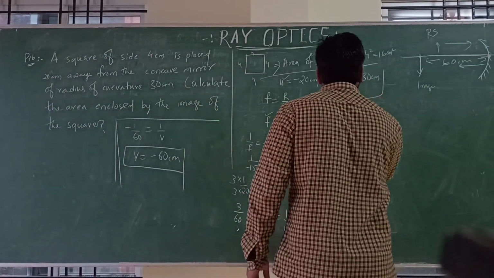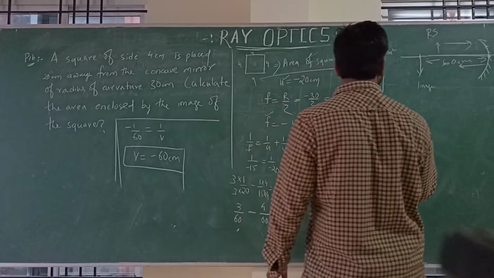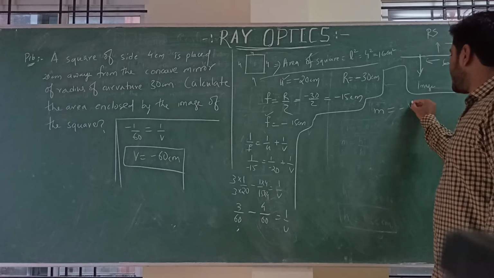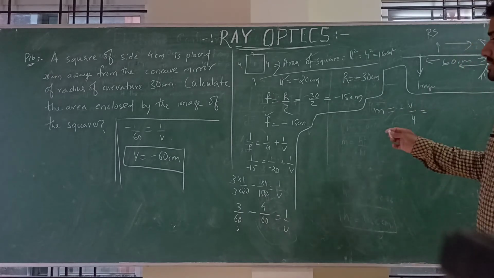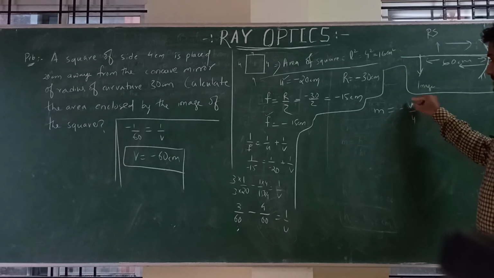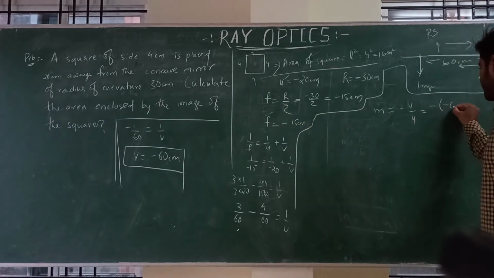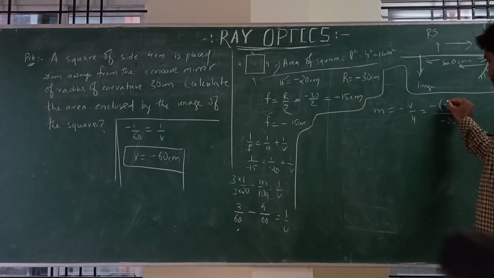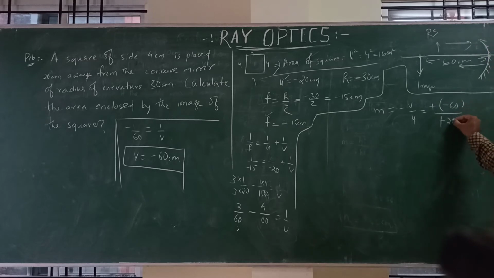Now let's calculate the magnification. M is equal to minus V by U. You know this, just substitute it. V is minus 60 divided by U, and U is minus 20. So the minus signs cancel. 2 threes are 6, so it is 3. So M is equal to minus 3.